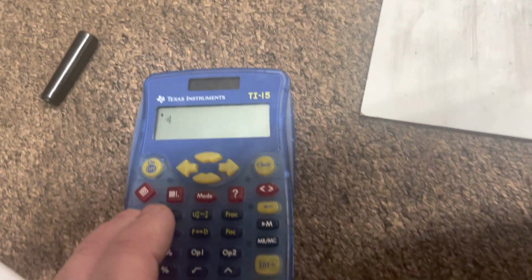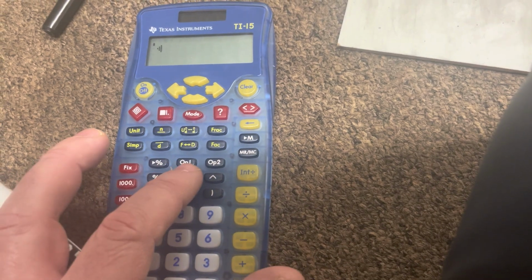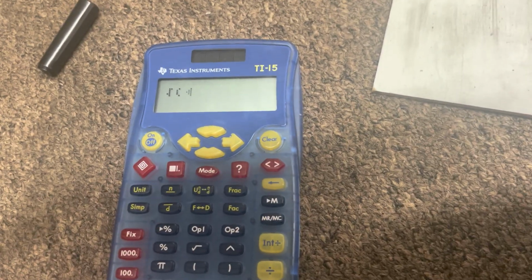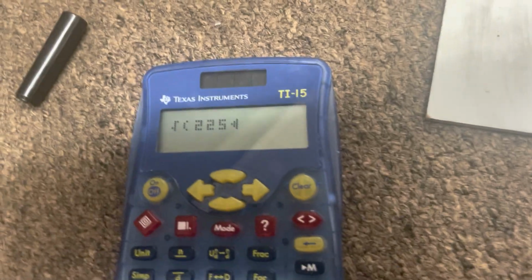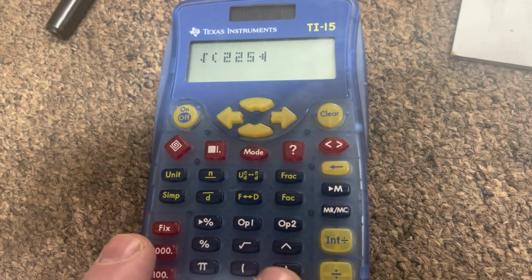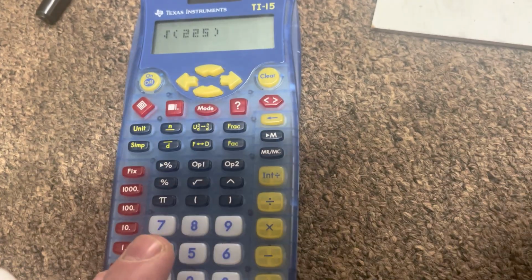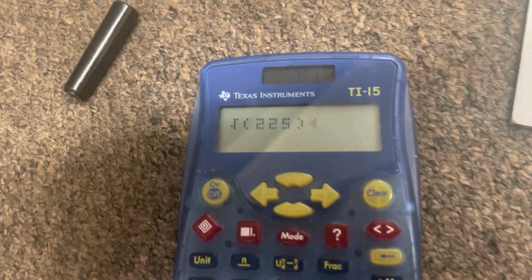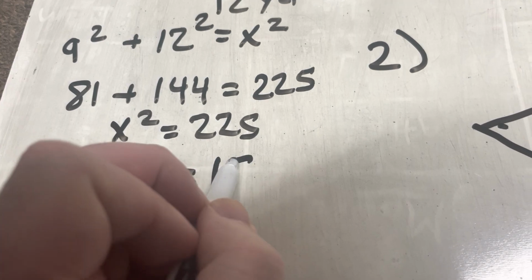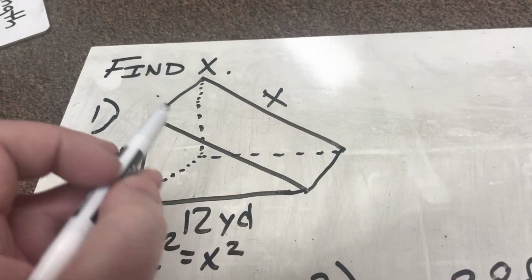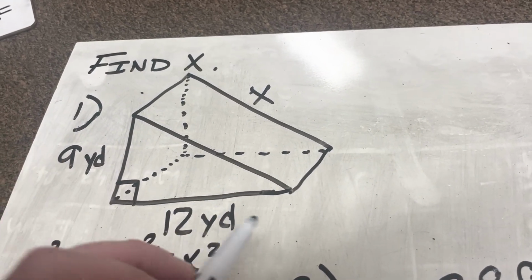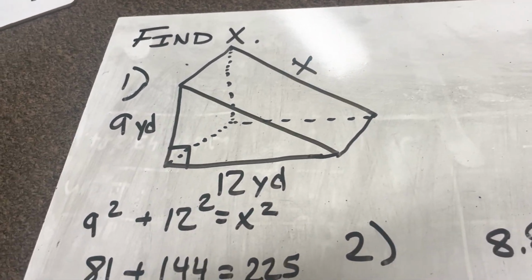I clear my parentheses. I press my square root button. It opens the parentheses. I type in 225. I close the parentheses. And what does that give me? It should be 15. X equals 15, which makes sense because the hypotenuse is always the longest side, and that's going to be longer than the 9 and the 12.